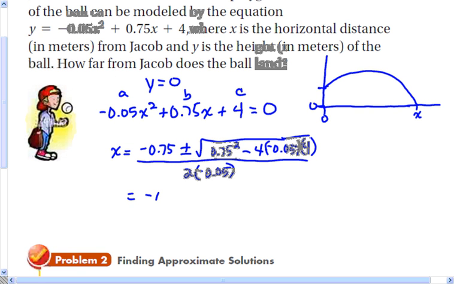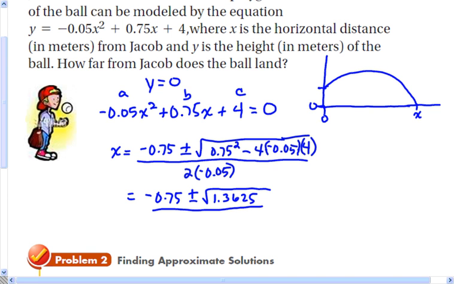Okay, so we're going to simplify this, and you're going to have to use your calculator to do this carefully. When you do 0.75 squared minus 4 times negative 0.05, and you should try this. Go ahead and do it on your calculator if you want to pause right now. You have to do it carefully, otherwise the signs will get in the way. And if you have the square root of a negative number, there won't be an answer. So it's important that you get this right. But if you do all that correctly, you should get 1.3625 there. And then you're going to divide that by 2 times negative 0.05, which is negative 0.1.